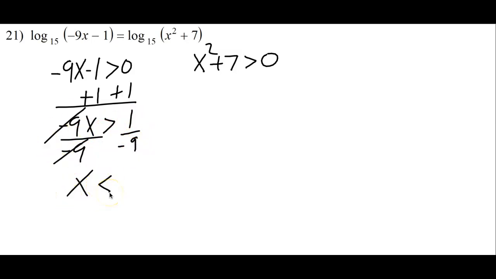Switch the arrow because I did divide by a negative, and I believe that's going to be like -0.1 with a bar over it. It just kind of keeps going. So there's that one. So I know my answer needs to be less than -0.1-ish. So let's go ahead and take a look at the next one here.